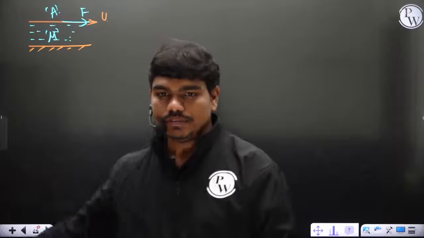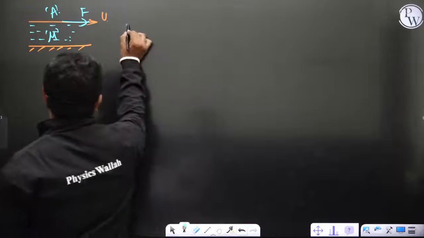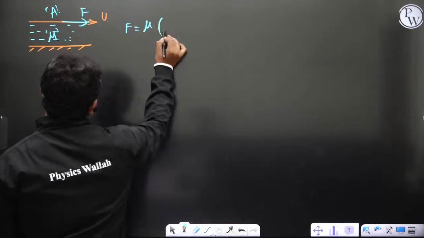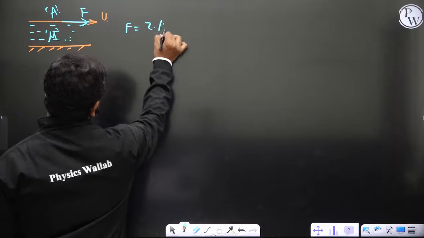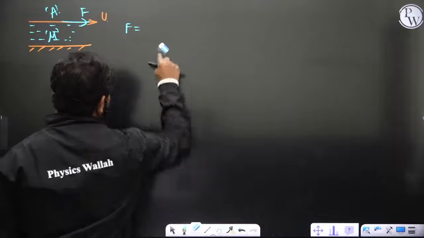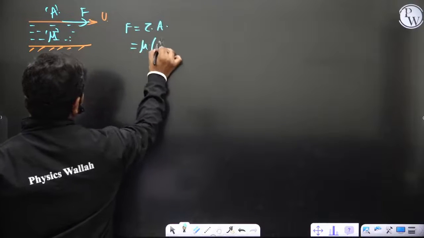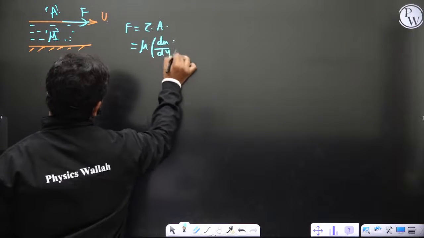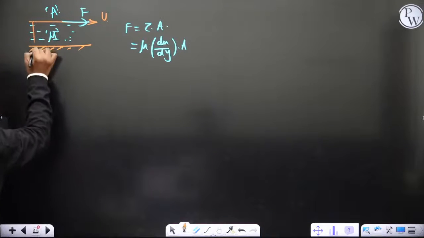Sorry, on the temperature question, I have explained that already. Now let us suppose you want to calculate the force F. F is equal to shear stress into area, and shear stress is equal to mu into du by dy. So F is equal to mu into du by dy into area.